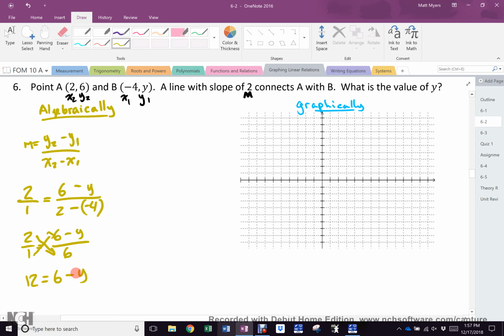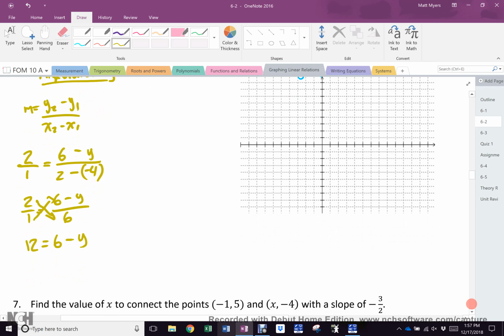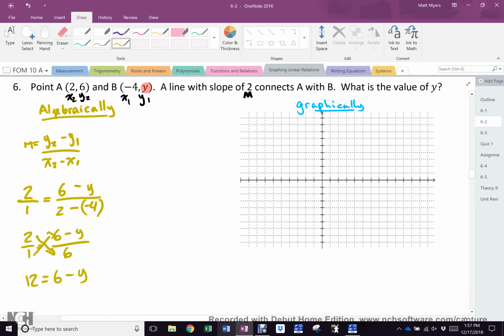y. What should I do there? Am I looking for a negative y? What am I looking for? I'm looking for a y by itself. So get that y by itself. What do I do with that 6? Minus 6 from both sides. 6 equals negative y. So what then does y equal?